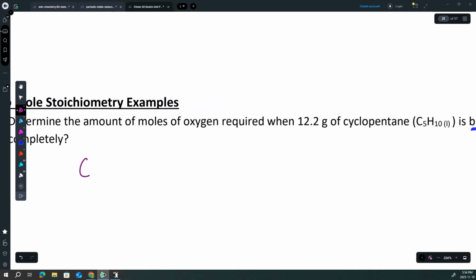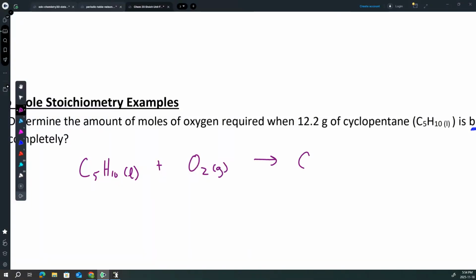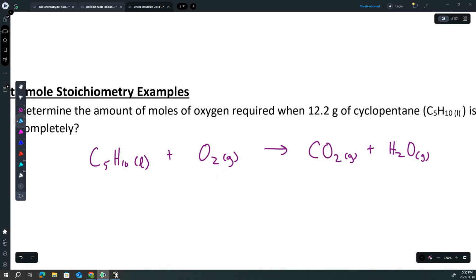All right, so cyclopentane, C5H10, and it's a liquid, burns in oxygen. Remember Hofbrinkel, oxygen is diatomic. And we're going to get carbon dioxide, gas, and water vapor. So let's balance. We got 5 carbons coming in, 5 carbons coming out. So for combustion reactions, remember balance carbon first, then hydrogen, then oxygen.